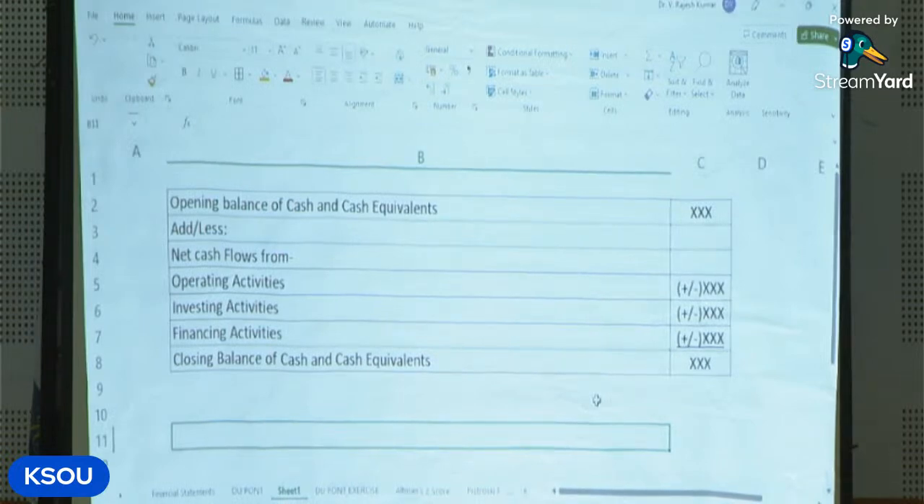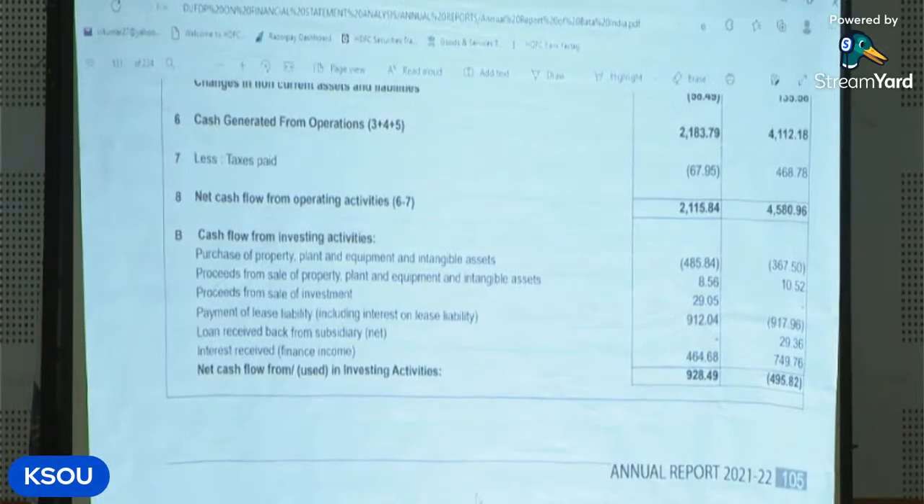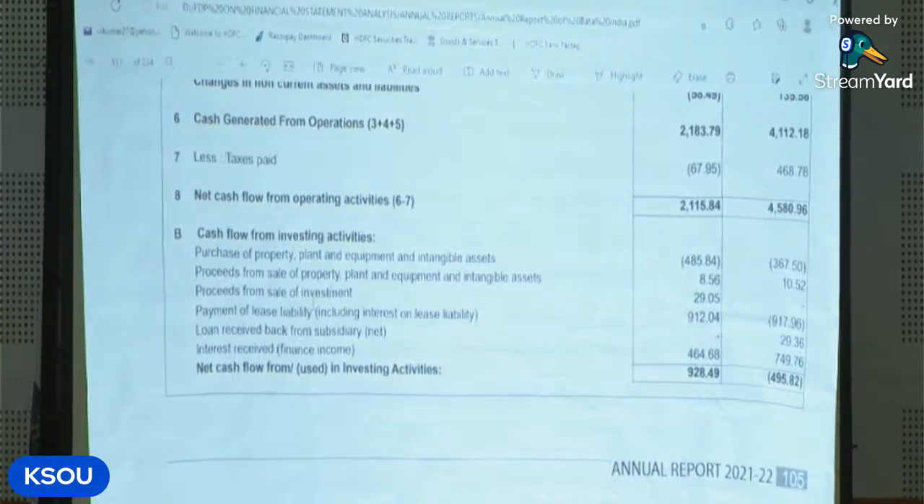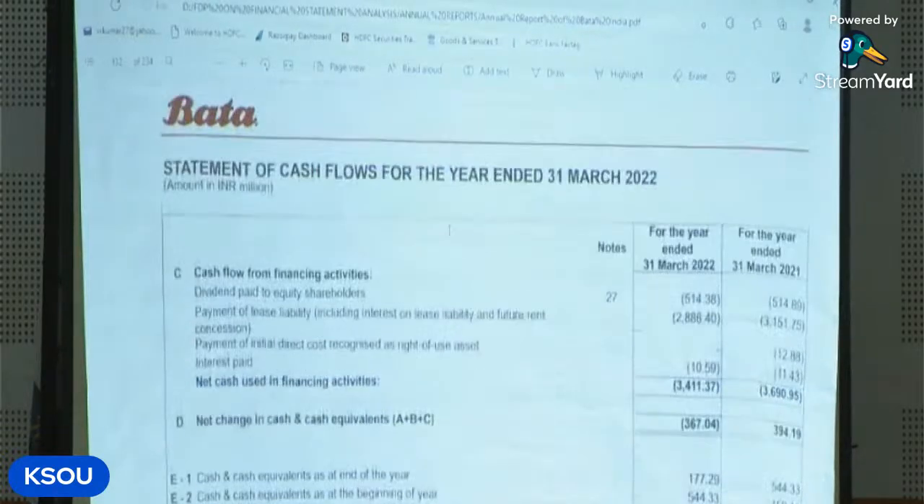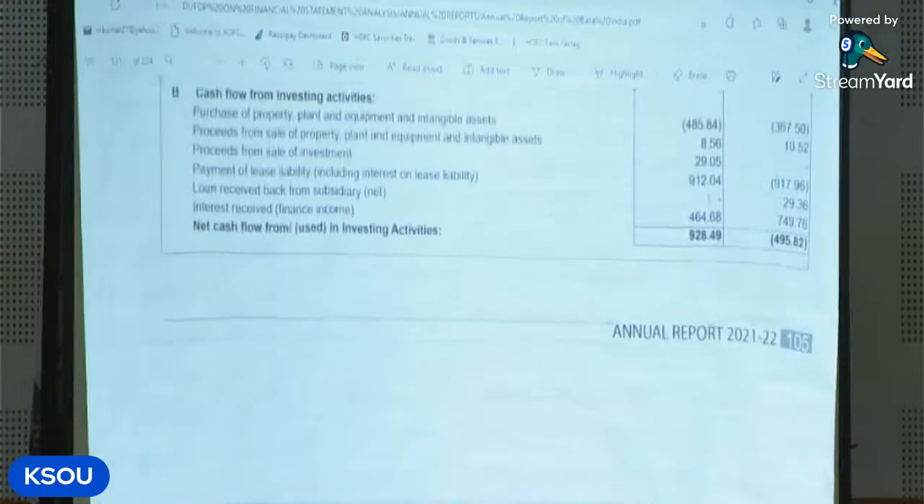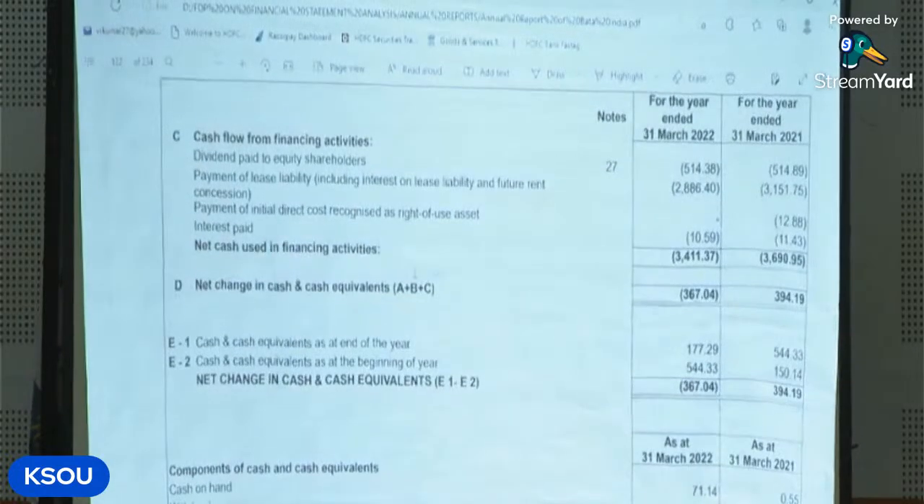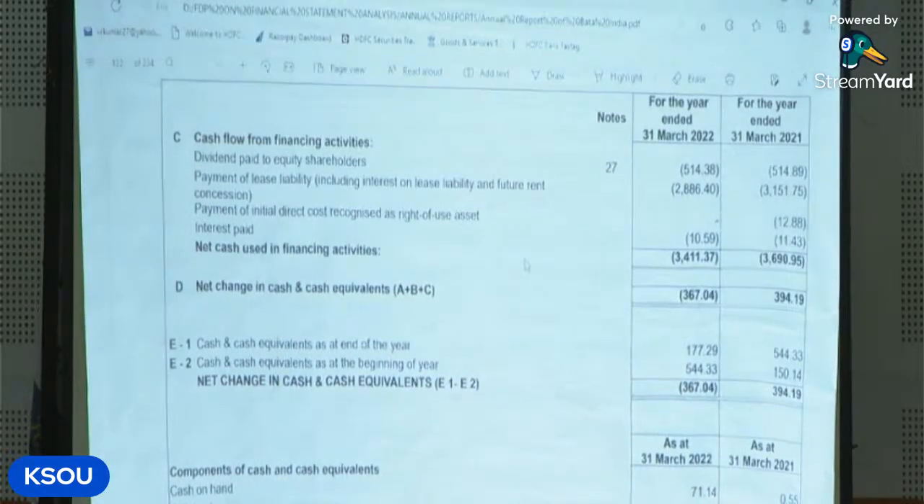Now, how to read a cash flow statement? Whatever given, numbers are of no use for us. Net cash flow from operating 2115.84, net cash flow from investing 928.49, financing 3411.37.